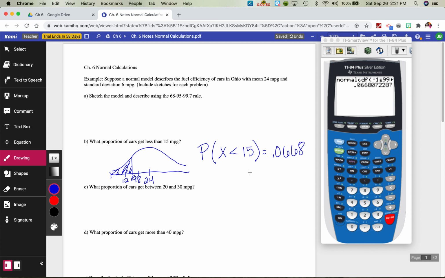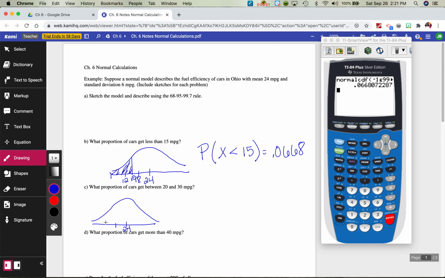So what do you have to show if you are going to do it this way and not do z-scores? You would have to show what I have in this picture right here. So you have the drawing of your picture with the correct region shaded. You should have something illustrating that you understand what you're looking for, the proportion of cars. I'm using an X to represent that, less than 15, and then your answer. So on the next one, what proportion of cars get between 20 and 30?